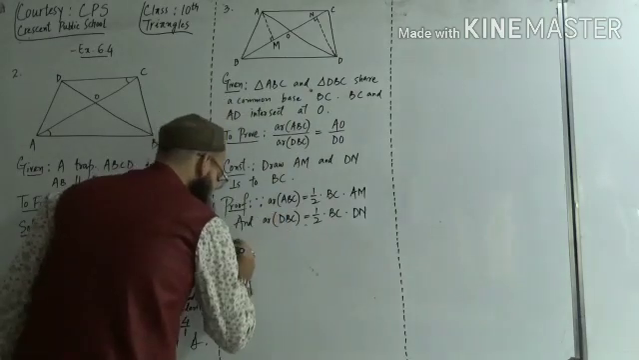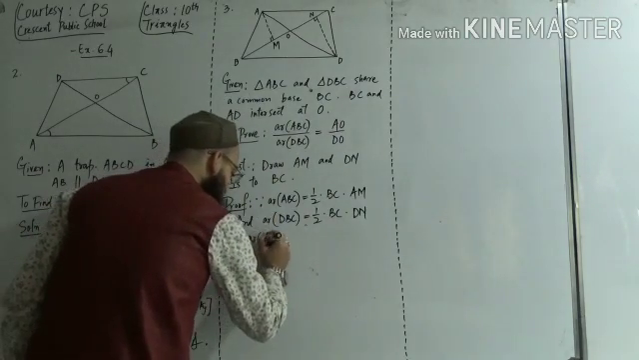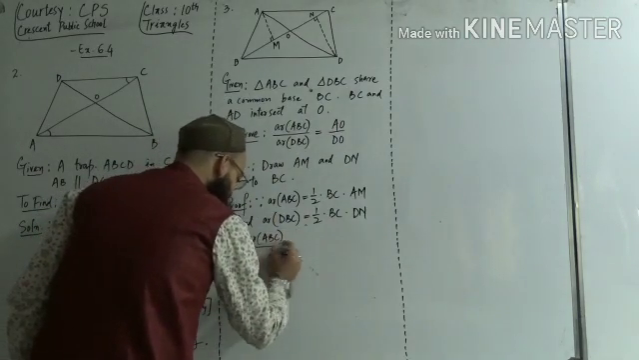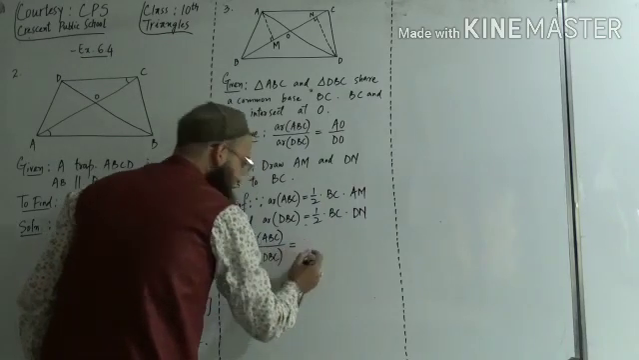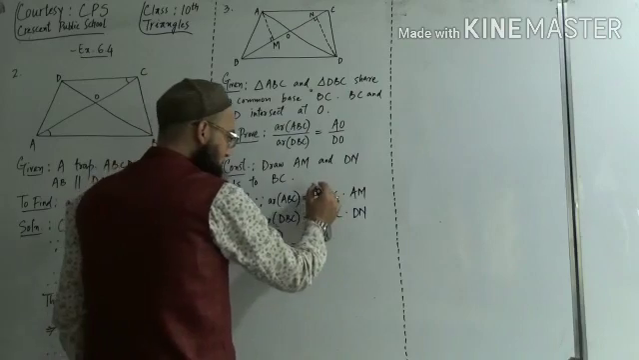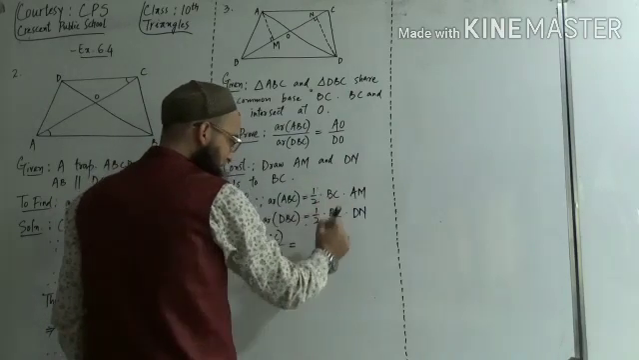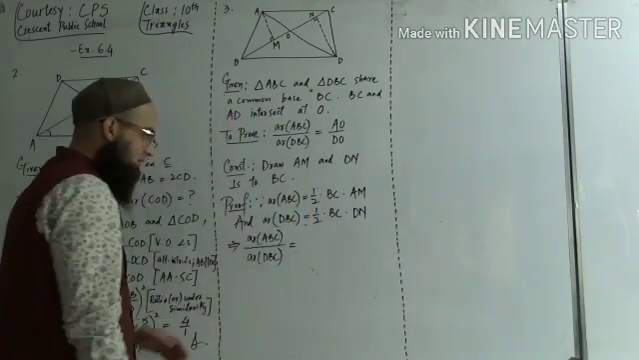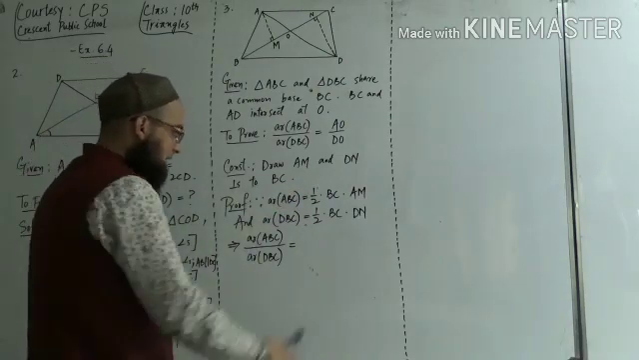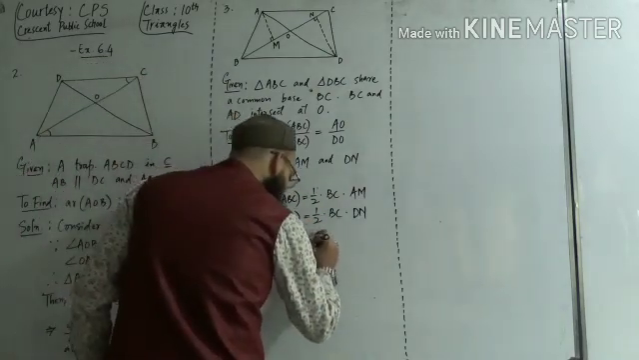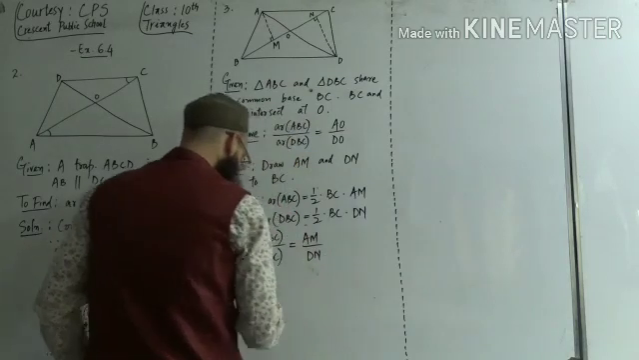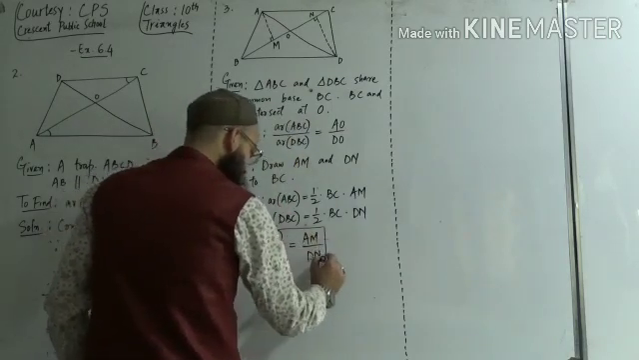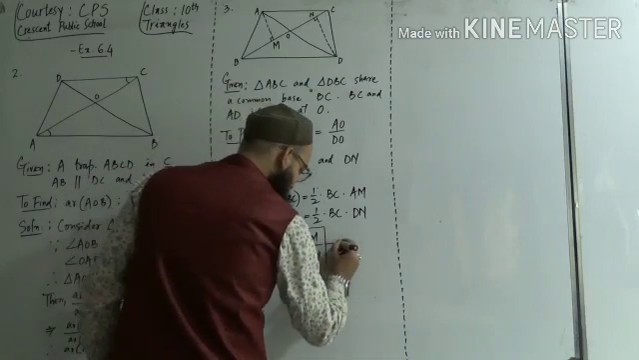Now let us find the ratio, which implies that area of ABC divided by area of DBC is equal to 1 by 2, 1 by 2 goes, BC gets cancelled because we are doing the division, then we are left with AM by DN. Let us call this equation 1.